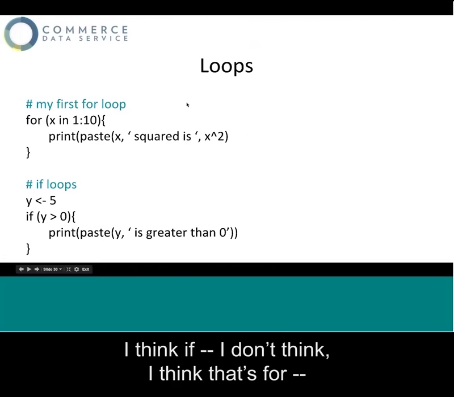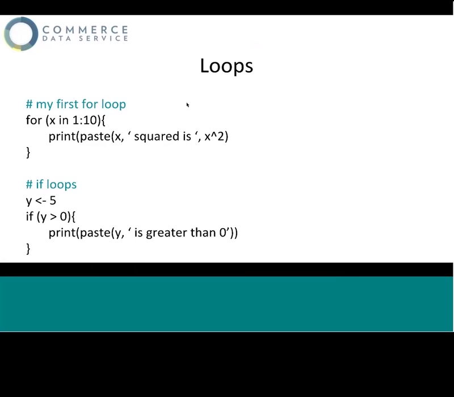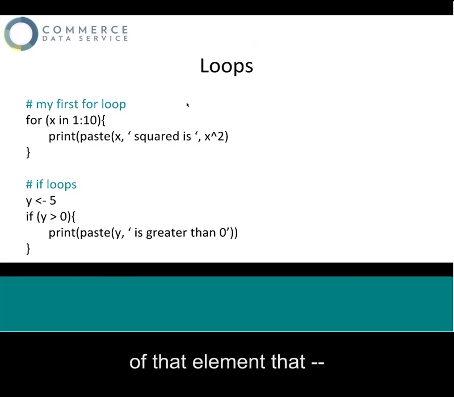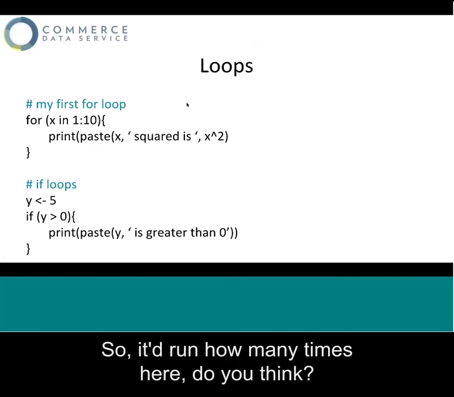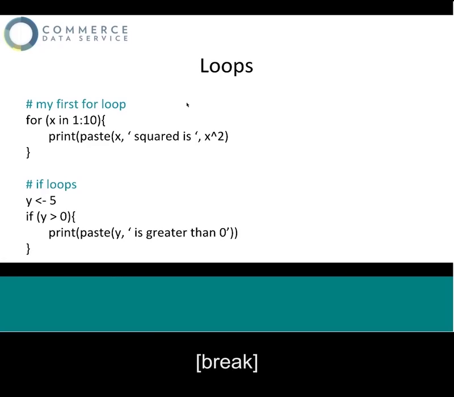Why is if a loop? What is it looping through each time? For this one, I only have a single iteration, but it's basically testing for each iteration of that element whether it passes that test. So how many times would it run here, do you think? It runs only once, because y is only a single element.